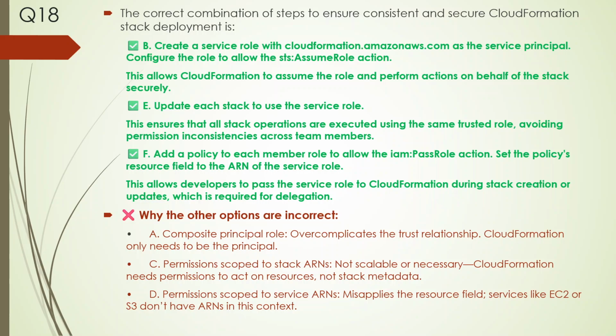Create a service role with cloudformation.amazonaws.com as the service principal. Configure the role to allow STS AssumeRole. This allows CloudFormation to assume the role and perform actions on behalf of the stack. Update each stack to use the service role. This ensures that all stack operations are executed using the same trusted role, avoiding permission inconsistencies among team members.